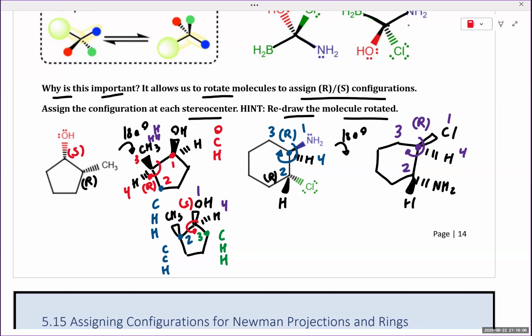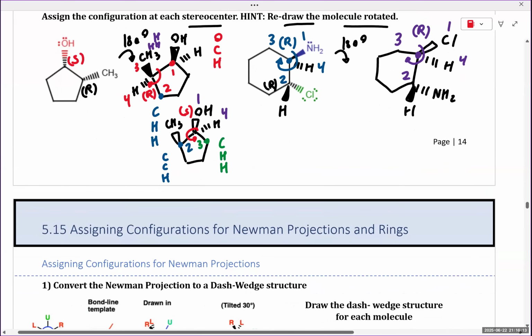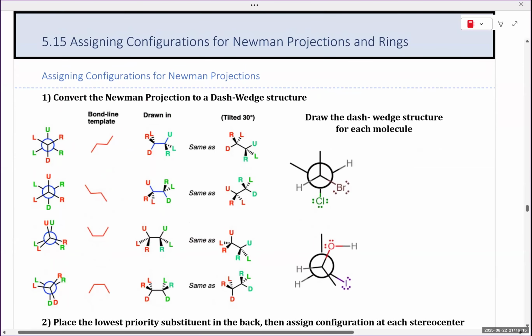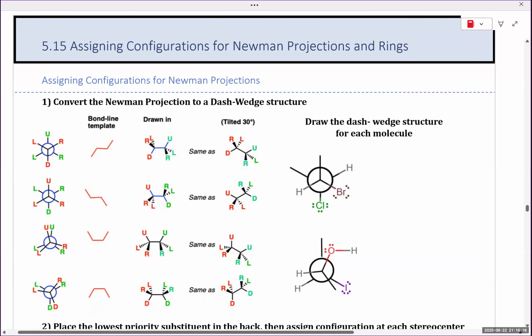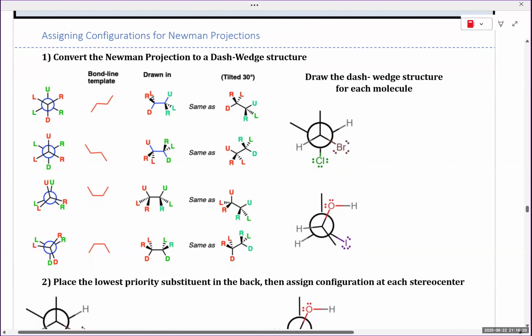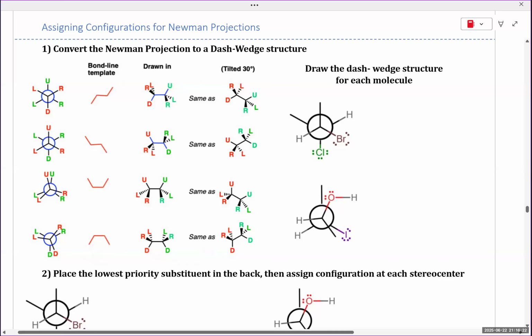So with that, we're getting used to rotating molecules and assigning configurations. Let's now talk about assigning configurations for Newman projections and rings. One approach, and probably the most efficient approach, is to draw a dash wedge structure for each molecule, and then from there, you can rotate your molecule so the lowest priority substituent's in the back and assign configuration from there. So let's do some practice with that.